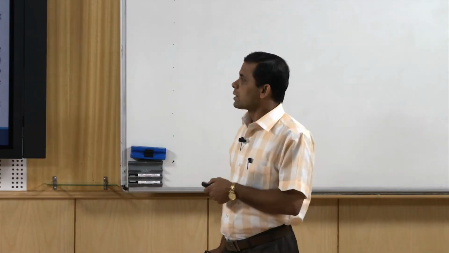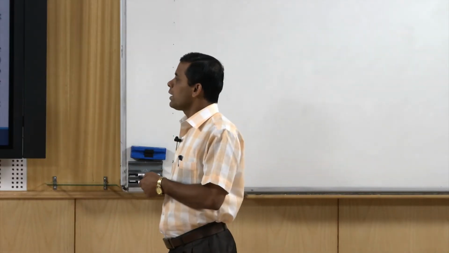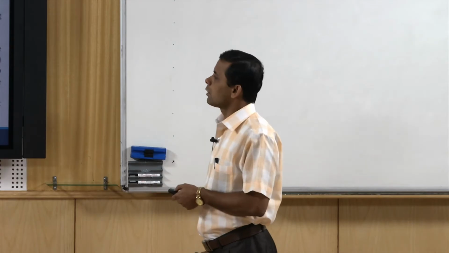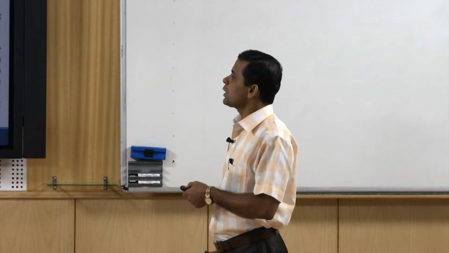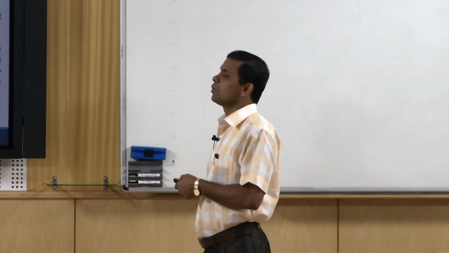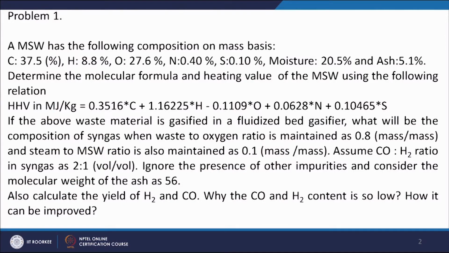If the above waste material is gasified in a fluidized bed gasifier, what will be the composition of syngas when the waste to oxygen ratio is maintained at 0.8 mass by mass and the steam to MSW ratio is also maintained at 0.1 mass by mass? Assume the CO to H2 ratio in syngas as 2:1 volume by volume. Ignore the presence of other impurities and consider the molecular weight of the S as 56. Also calculate the yield of hydrogen and CO.